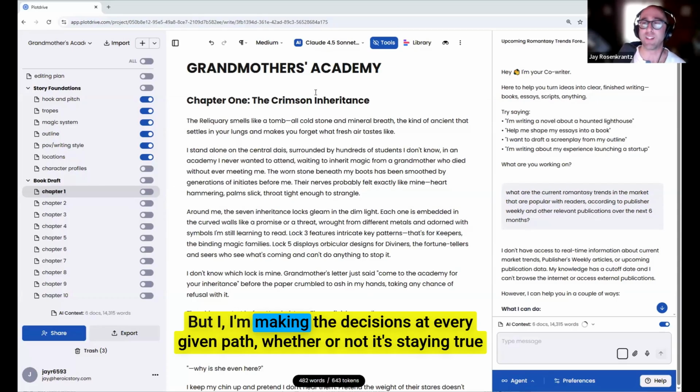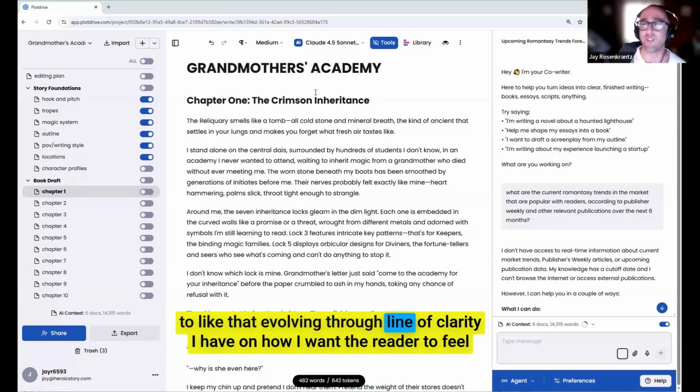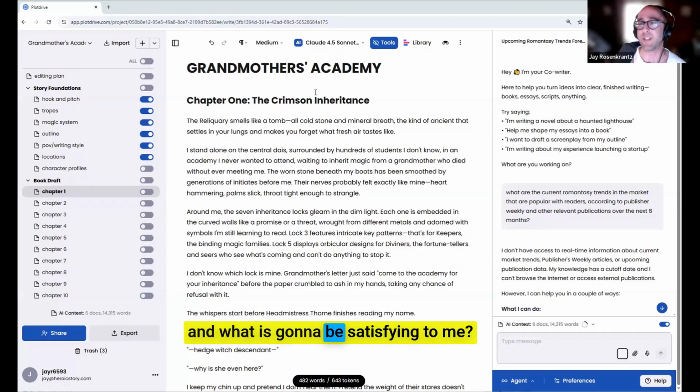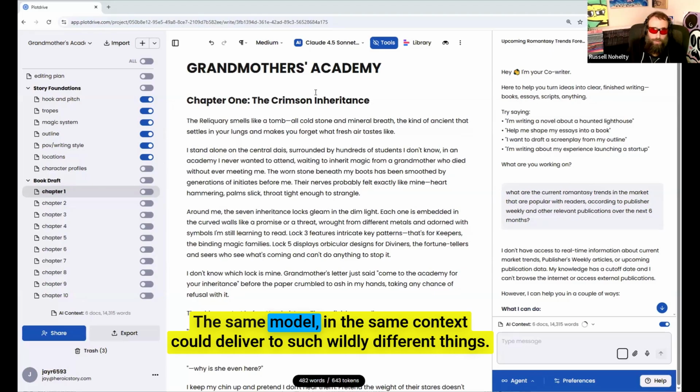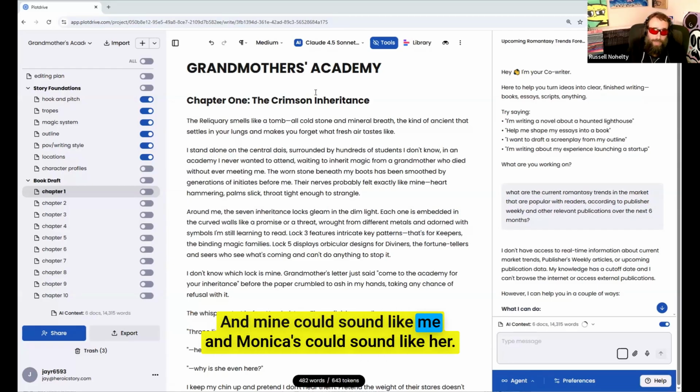But I'm making the decisions at every given path, whether or not it's staying true to that evolving through line of clarity I have on how I want the reader to feel and what is going to be satisfying to me. It's different for everybody. Yeah. When Monica and I would talk about this, we were amazed that the same model in the same context could deliver two such wildly different things, and mine could sound like me and Monica's could sound like her.